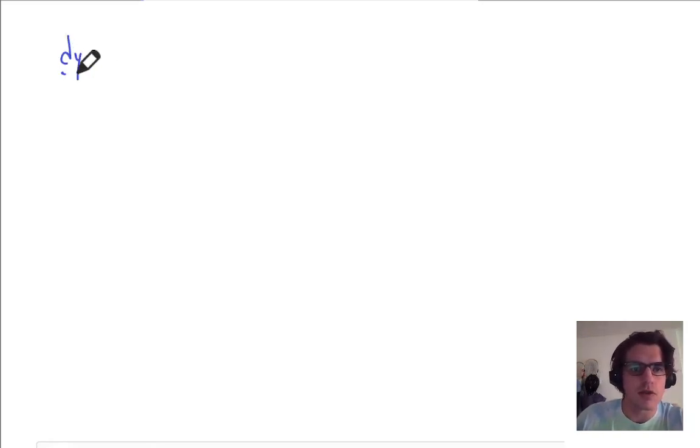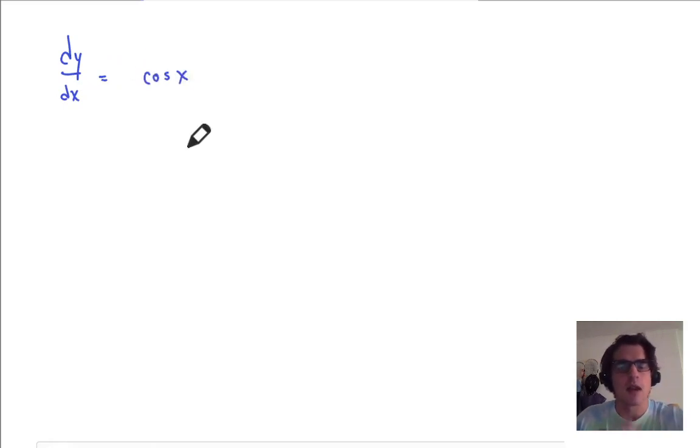You might be used to, in calculus, dy/dx equals, let's say, cosine x. Something like this, we have the derivative on the left, the function on the right. The function is of the independent variable. We can very easily solve this for y. We can find y equals. And you all may have learned this in calculus.